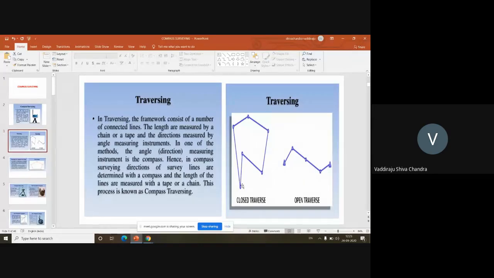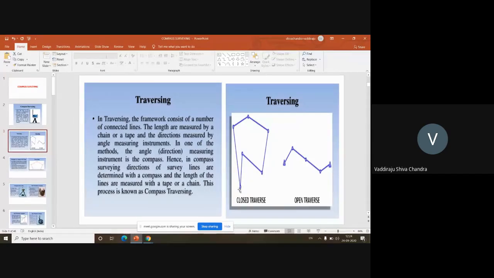At the same time, I'm increasing the quality also, because I'm measuring the angle as well as the distance. What happens in chain survey, when you are measuring only the distances? If there is an error in measuring the distance, and you are calculating any angles from that, again it will lead to errors. But here you are measuring the distance as well as the angles. So if any mistake has happened in either of the two, you can simply rectify it in the field itself.